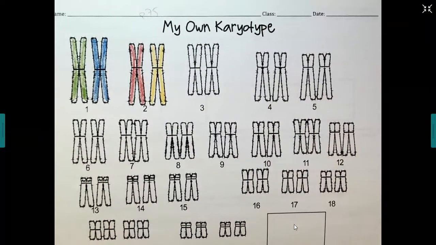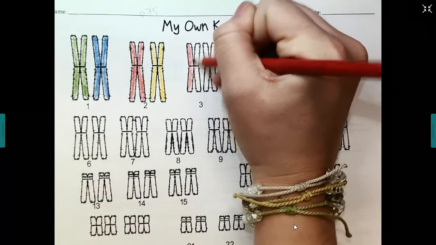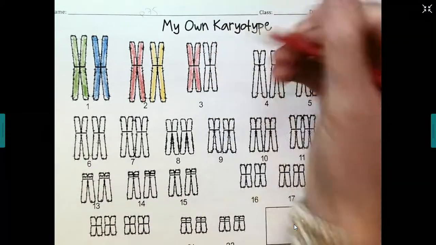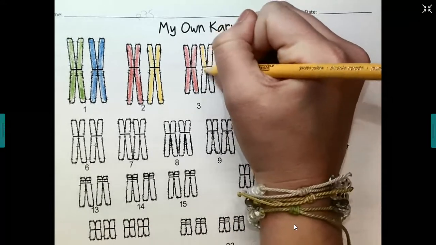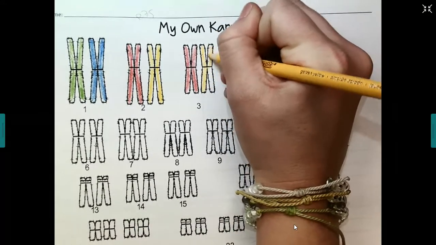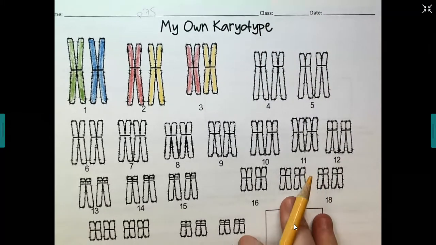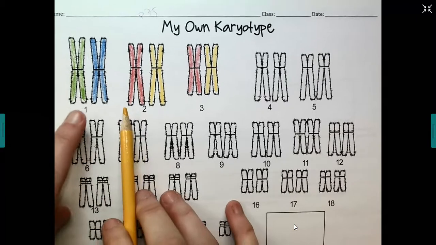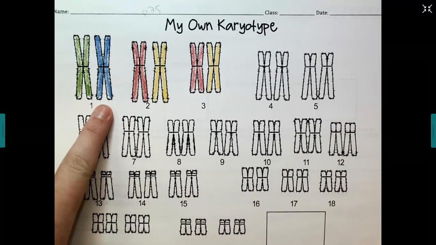Chromosome pair 3, the one on the left, is going to be red. And again, this is for me. This is what I got from my coin flips. Chromosome 3 right here is yellow again. So I'm just going to keep doing this. I'm going to keep looking right at the sperm and the egg results from last time. The sperm results are going to go on the left. The egg results are going to go on the right.